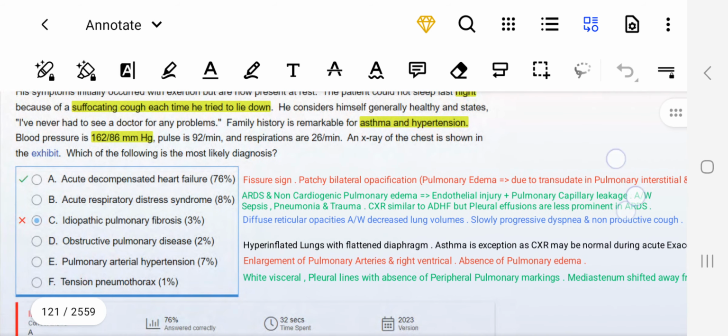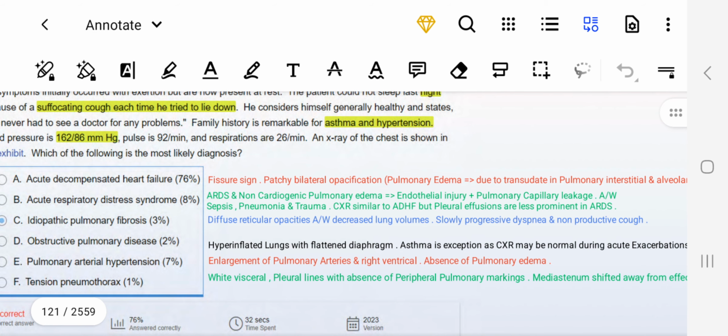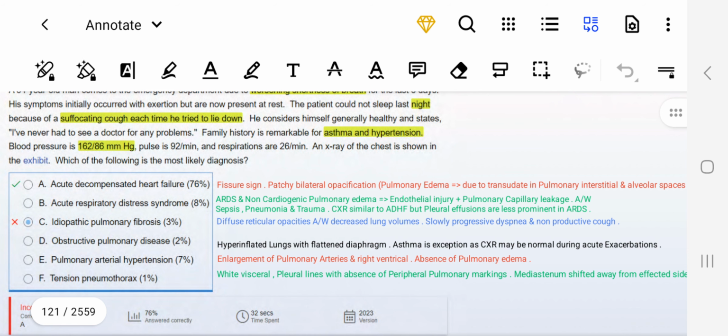So why not option B, acute respiratory distress syndrome? Because ARDS is non-cardiogenic pulmonary edema, that would lead to endothelial injury plus pulmonary capillary leakage that is associated with sepsis, pneumonia and trauma. Chest X-ray is similar to acute decompensated heart failure, but pleural effusions are less prominent in ARDS. Why not option C, idiopathic pulmonary fibrosis? Because that would cause diffuse reticular opacities that is associated with decreased lung volumes, and it would present with slowly progressive dyspnea and non-productive cough.